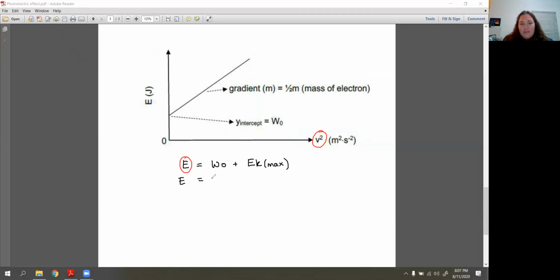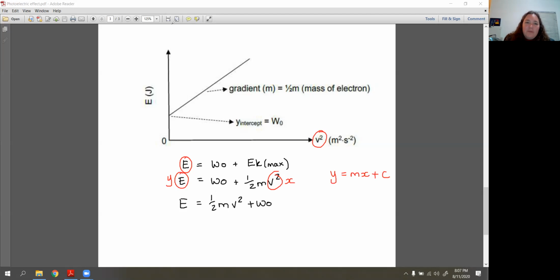I'm going to have E is equal to W naught plus a half m v squared. Now, if I am plotting this as my y and this as my x, and using the formula y is equal to mx plus c, I'm going to say E is equal to a half m times v squared plus W naught. The reason I rearranged that is I want to have y is equal to mx plus c. Please note that my gradient is a half of the mass. So the gradient here is half the mass of an electron.